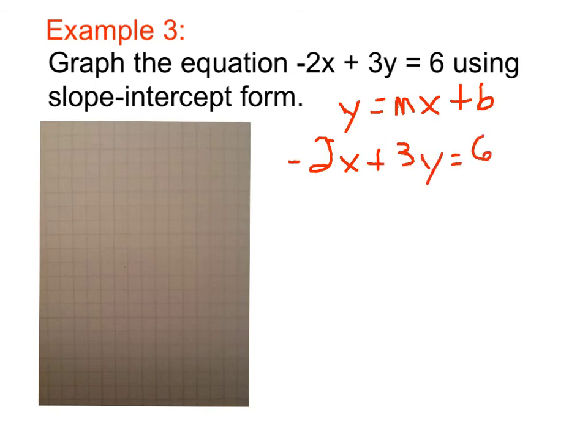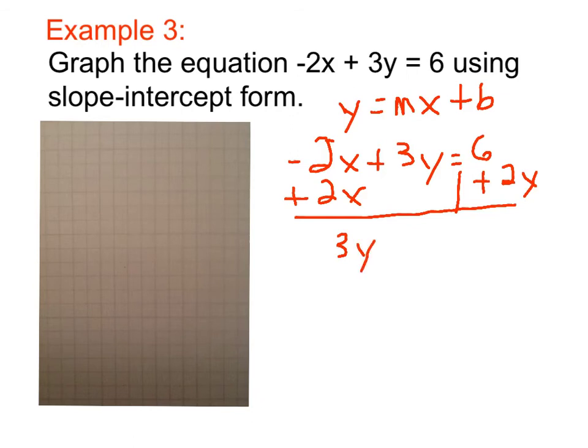Well, we want to get y by itself, so we've got to undo the adding by negative 2x. So if we add 2x here, the negative 2x and positive 2x will give you 0. But if you add 2x on one side, you've got to add 2x to the other side to keep the equation balanced. So on the left side, we now have 3y. On the right side, we have 2x plus 6.